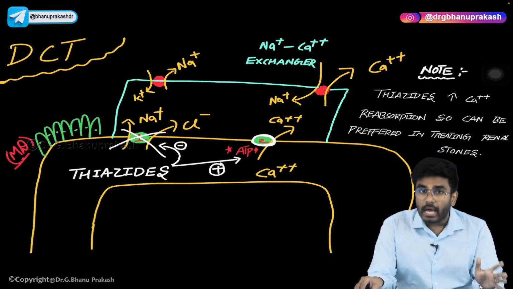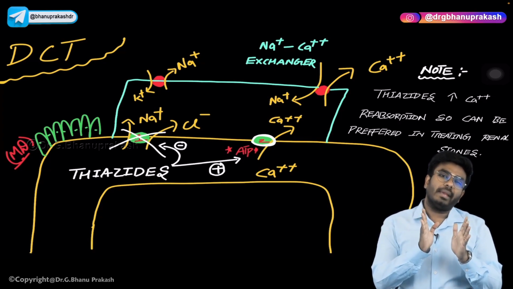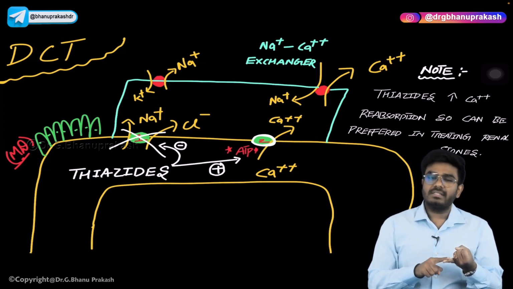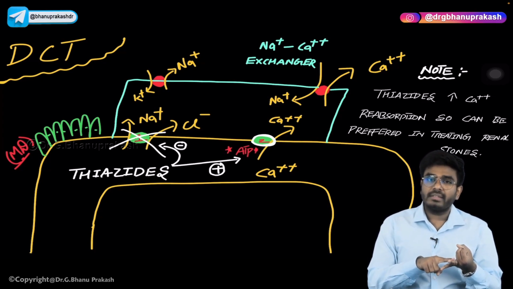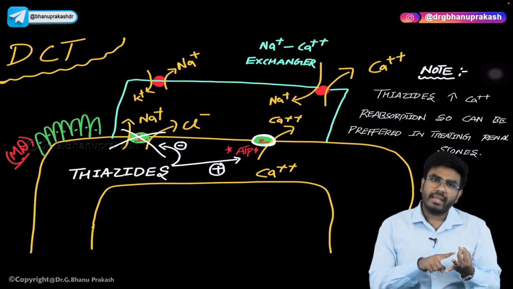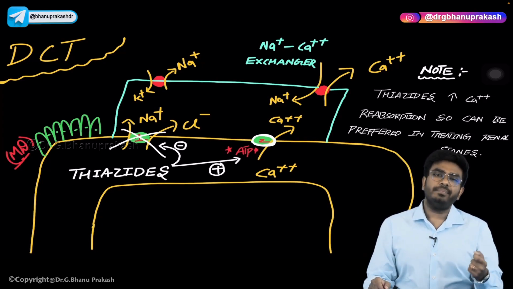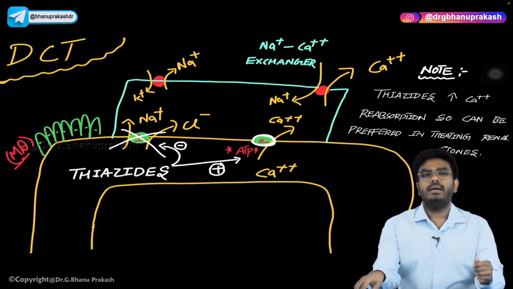So this is how the calcium and magnesium reabsorption happens, and we have discussed how the loop diuretics affect the reabsorption of the divalent cations, and also how thiazide diuretics increase the calcium reabsorption. Hope the video is helpful.